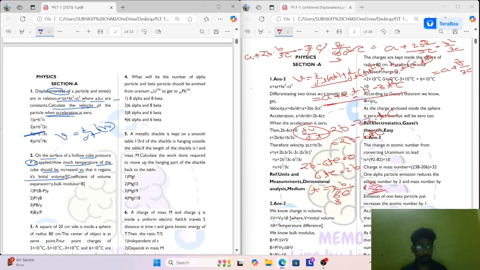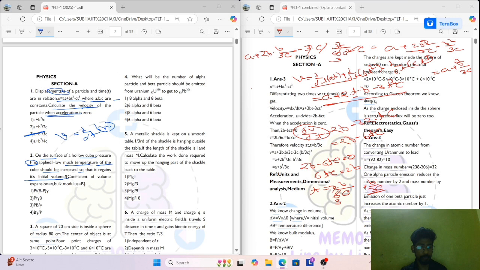You know bulk modulus, right? The coefficient of volume expansion is given. Bulk modulus is equal to minus P divided by del V by V. The pressure applied is the reason the change in volume is happening. And why is the negative sign there? Because as we apply pressure, the object, gas or liquid, whatever it is, will be compressed. That means the volume will decrease, so therefore the negative sign is there.